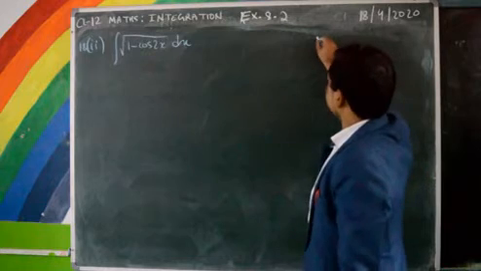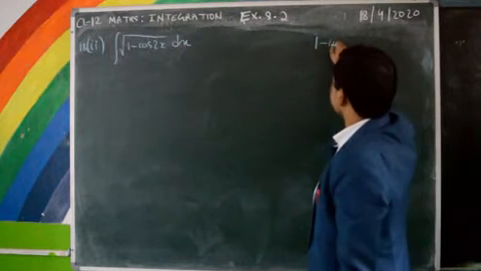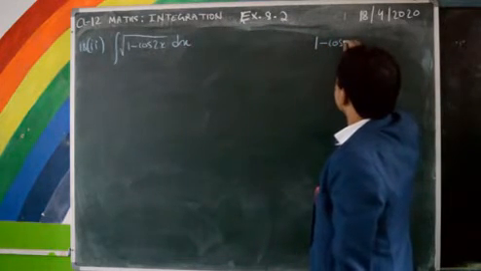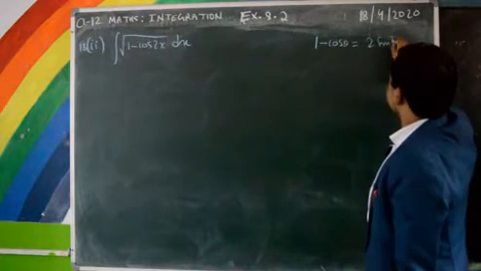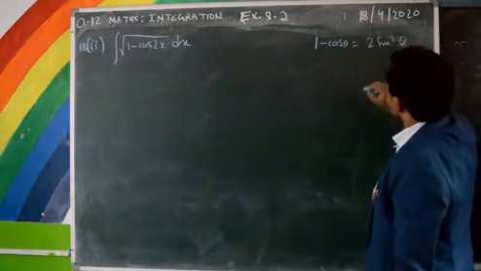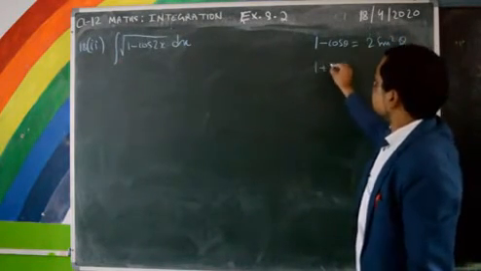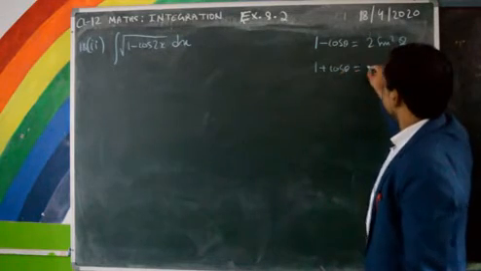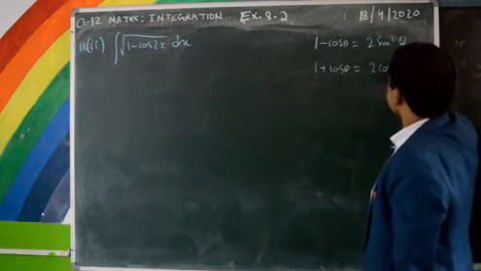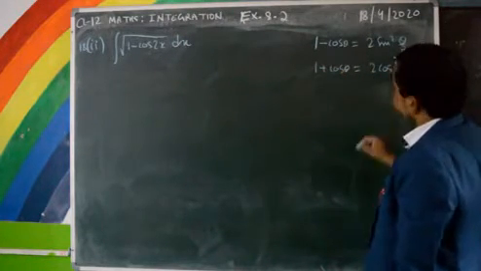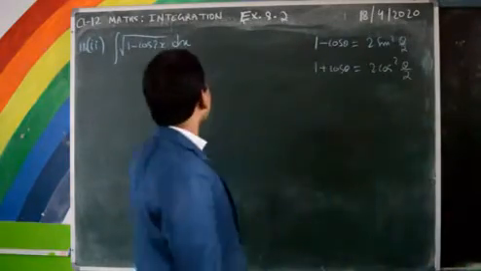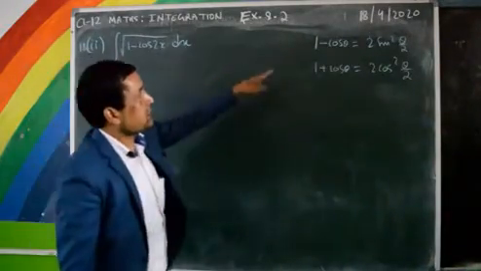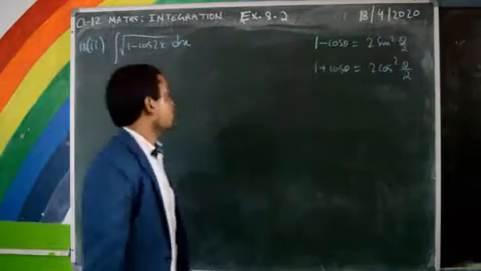Now I will give you the formula: 1 minus cos theta equals 2 sine square theta by 2. Then 1 plus cos theta equals 2 cos square theta by 2. Here there is a minus, so we use this formula. If there is a plus, then we will use the other formula.